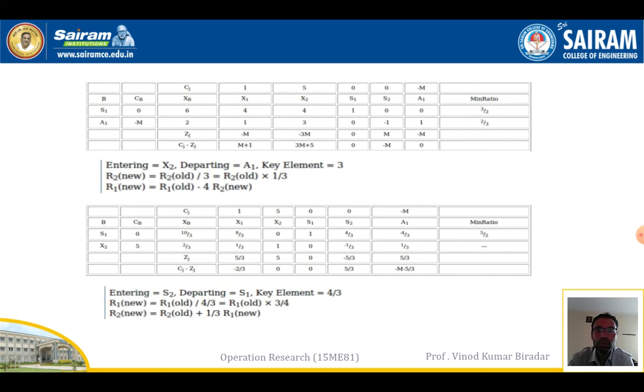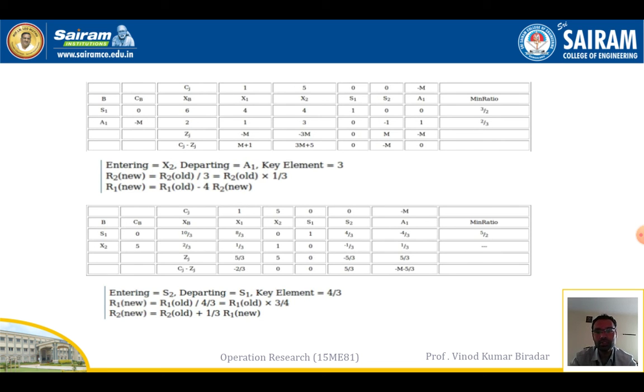Okay, so you will get m plus 1, 3m plus 1, 0, minus m, 0. Now once you stop this, you check whether the given solution is optimal or not. How to check? For a maximization problem, all cj minus zj values should be 0 or negative, but here some values are positive. So I can go for constructing the second simplex table.